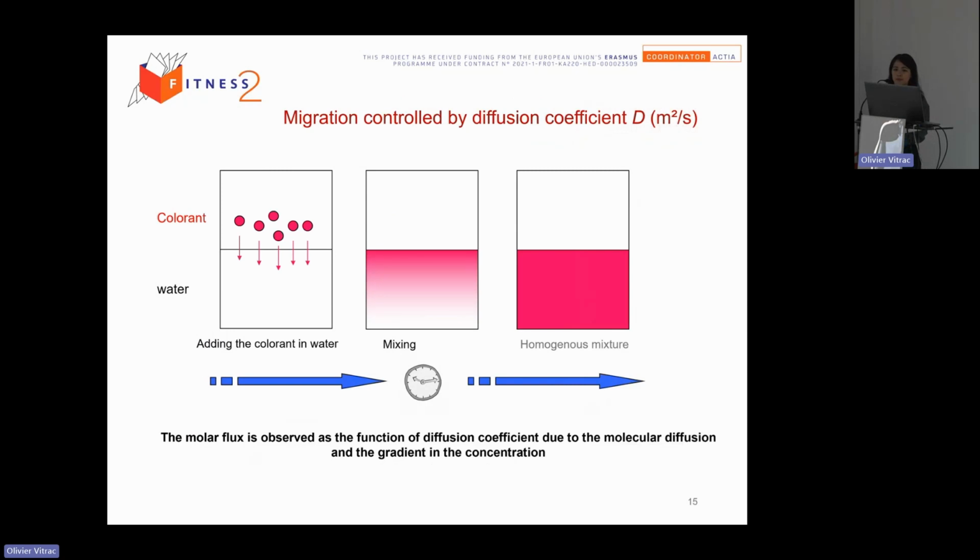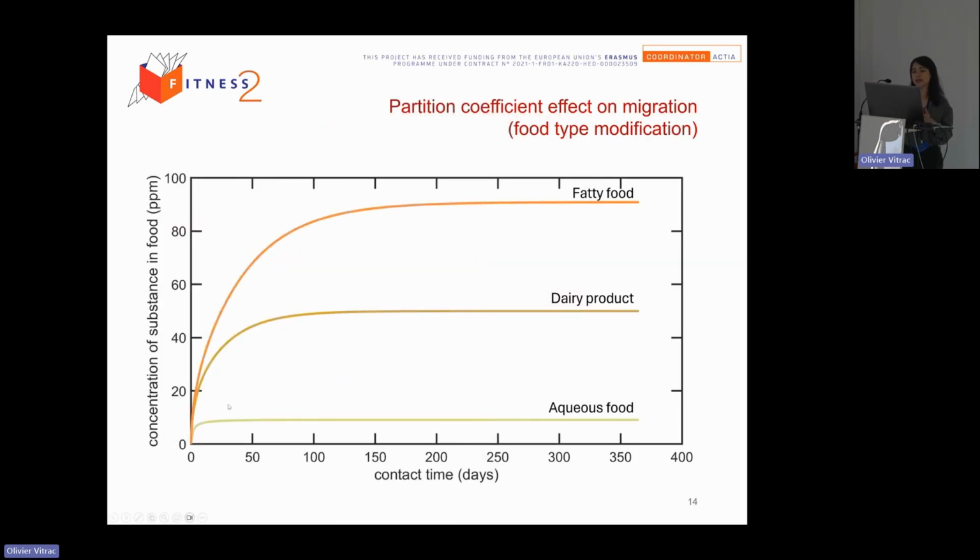The second property concerns diffusion. In a simple way we can say that the diffusion coefficient is assimilated with the speed of the migration kinetic. So I just come back to the kinetic. This one is a typical kinetic of the migration of one substance into food. For the first phase, you can see the concentration increases rapidly. This corresponds to the control by diffusion coefficients, and at the end, at equilibrium, it is controlled by partition coefficients.